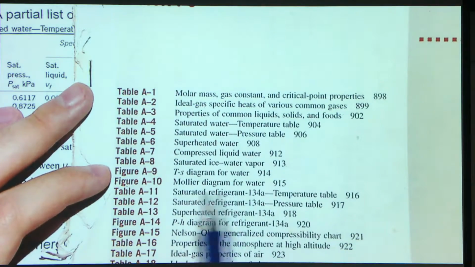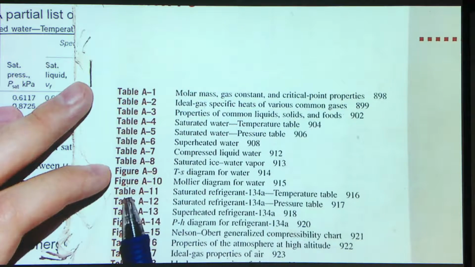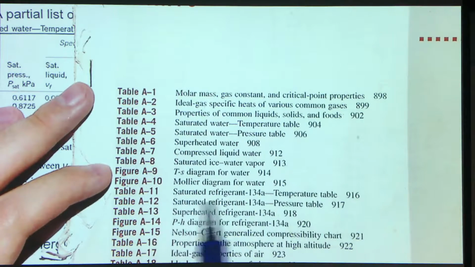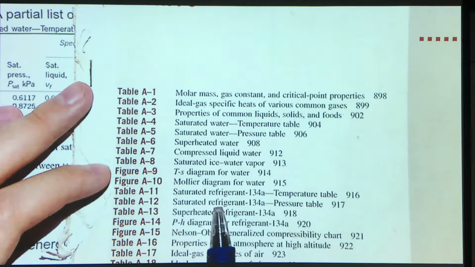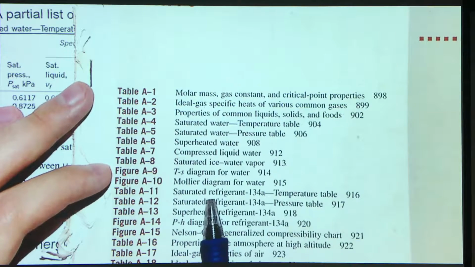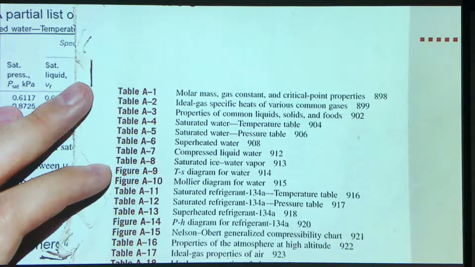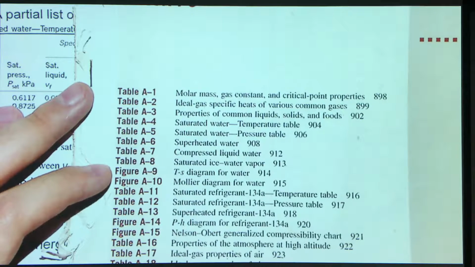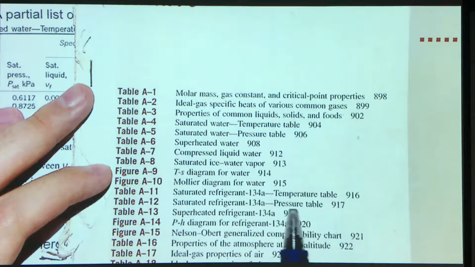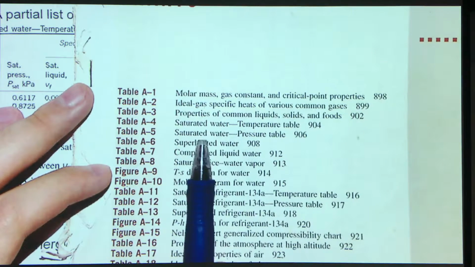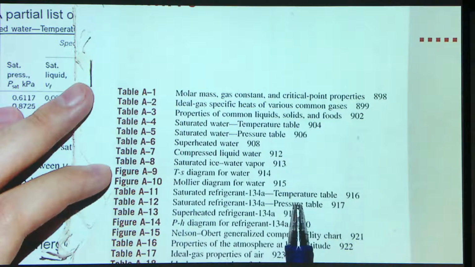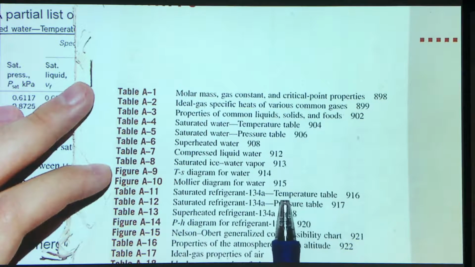We will jump to table A11. We have a pure substance that is refrigerant 134a, or we call it in short R134a. This is a very common type of refrigerant used in a refrigerator or some HVAC systems. We also have a temperature table and pressure table. Similar to the case for saturated water, this temperature table is used if you have a given temperature. If you have a given pressure, then use the pressure table.